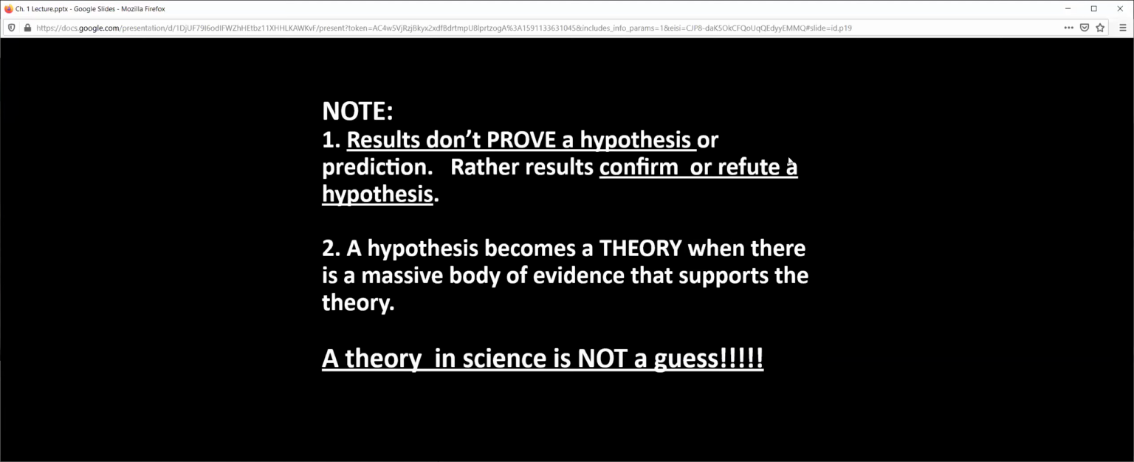A hypothesis becomes a theory, and that's not necessarily like it graduates, or more so the scientific body assumes it as a theory when there's a massive body of evidence that supports it. A theory in science is not a guess. Again, I said that earlier. I'm going to repeat it here. I'm going to beat that into your head. A theory in science is not a guess. The theory of gravity is not the same thing as I think this is going to happen. The two are very different in all shapes and sizes and forms.